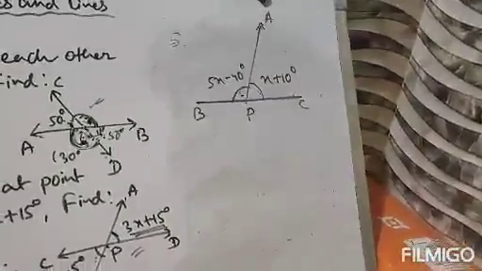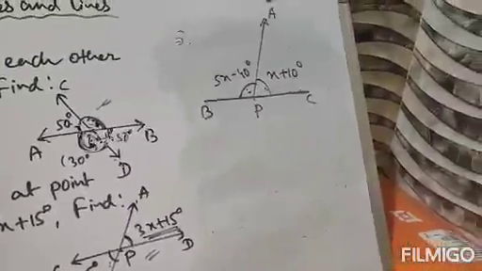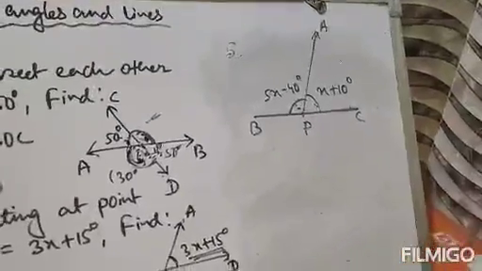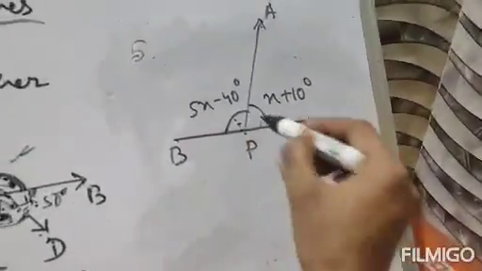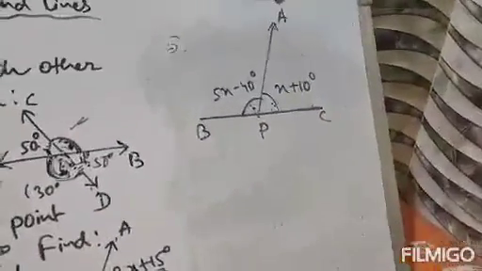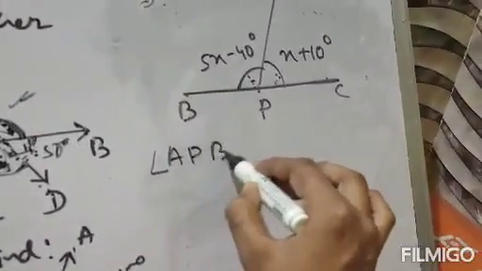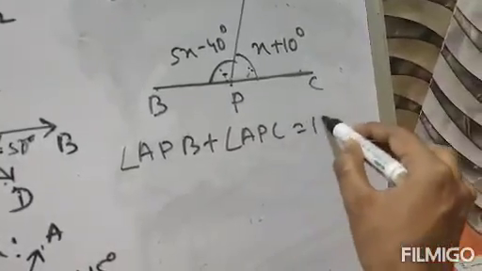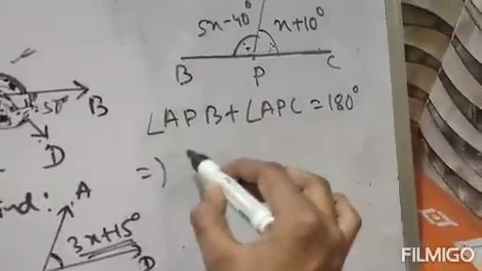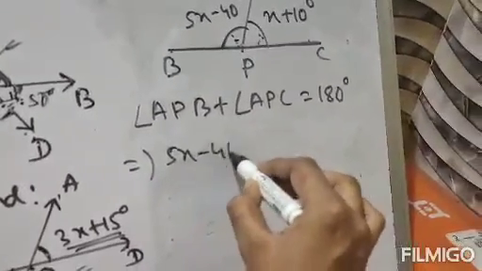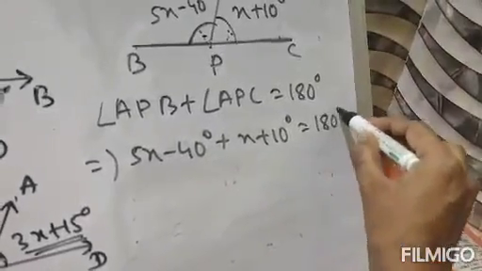Now see, these two angles are adjacent angles. Clearly you can see that these two angles are adjacent angles, and according to property 1, when two straight lines intersect each other, the sum of each pair of adjacent angles is equal to 180 degree. So the two straight lines BC and AP intersect at point P, so they are adjacent angles, and according to property 1 the sum of these two adjacent angles is equal to 180 degree. So you can write, therefore angle APB plus angle APC equal to 180 degree. Now put values. APB is 5x minus 40 degree and APC is x plus 10 degree, equal to 180 degree.